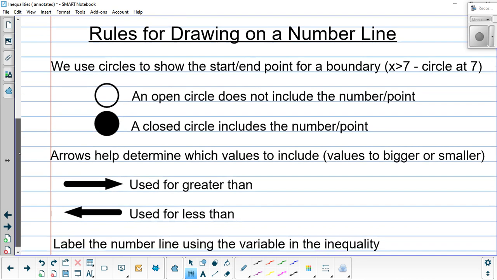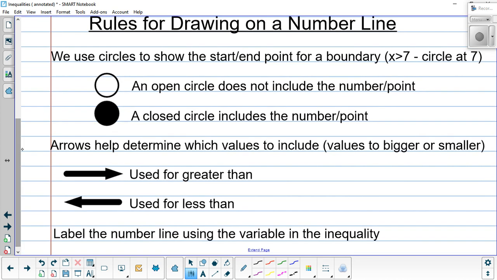Okay, so rules for drawing on a number line. This is what I was talking about before. An open circle does not include the number or point. An example of this would be x is less than 2, or x is greater than 2. A closed circle includes the number. These are the cases where it'd be x is less than or equal to 2, so we have that equal part, and the other one, x is greater than or equal to 2.